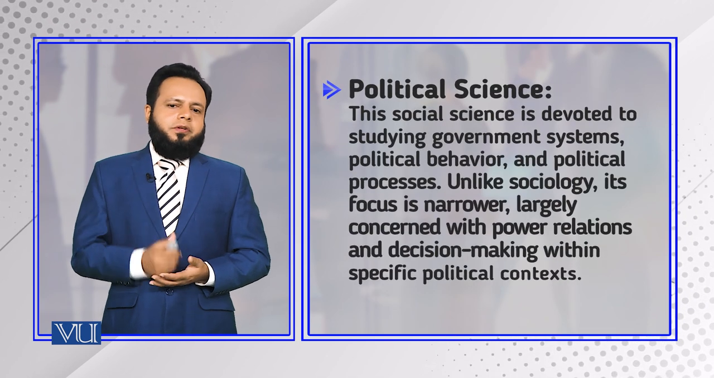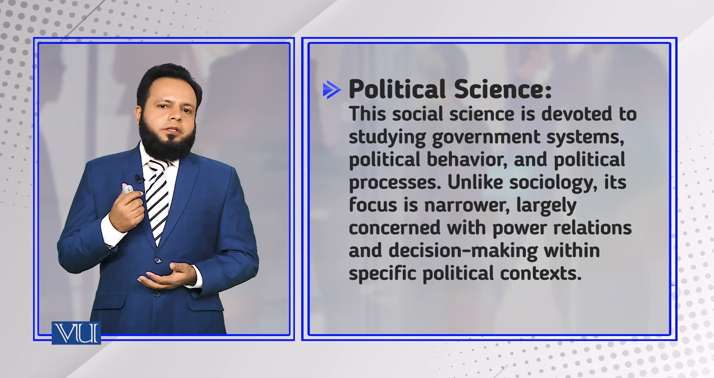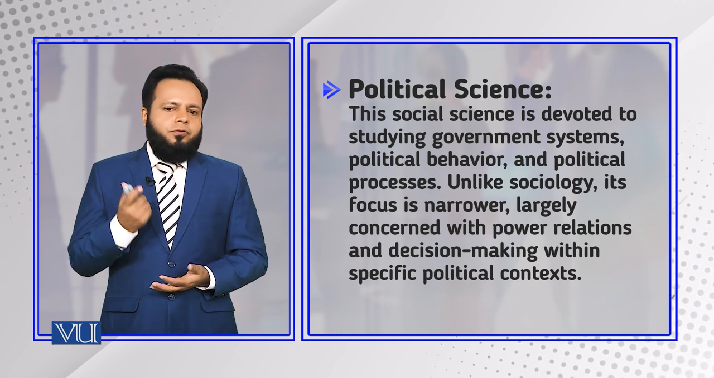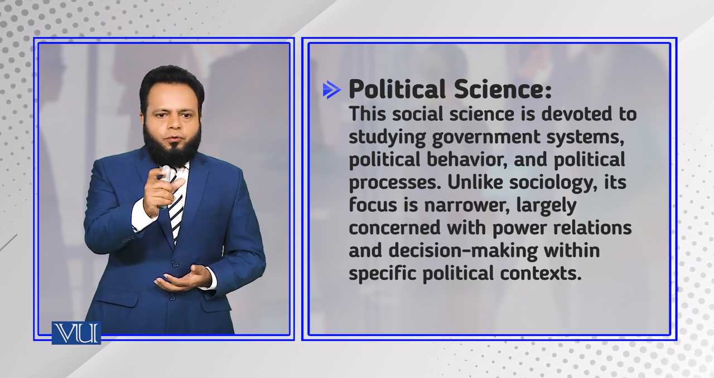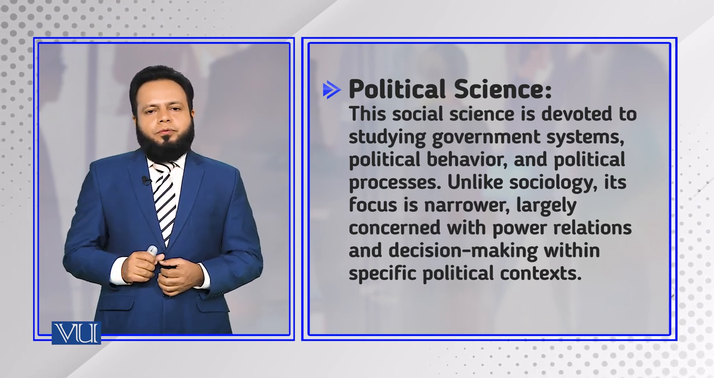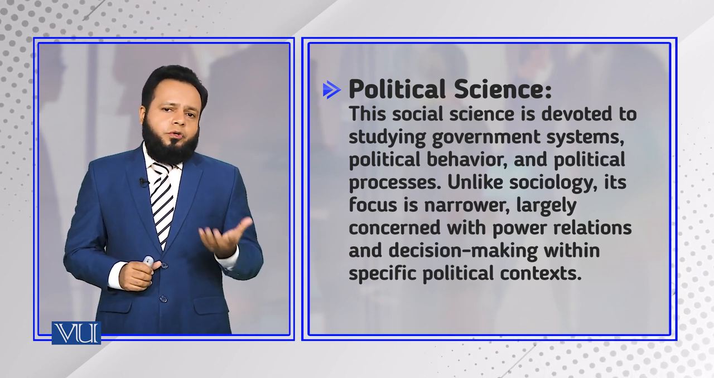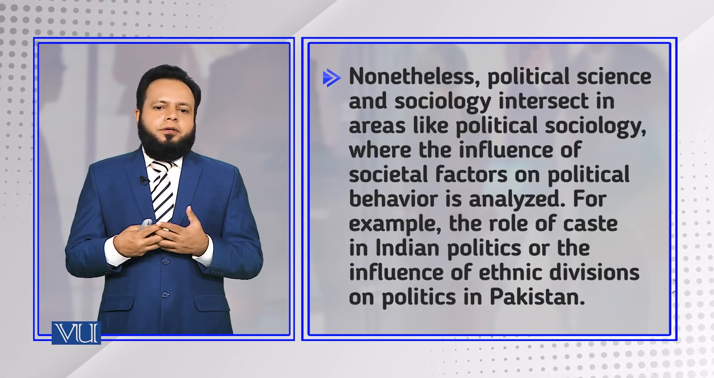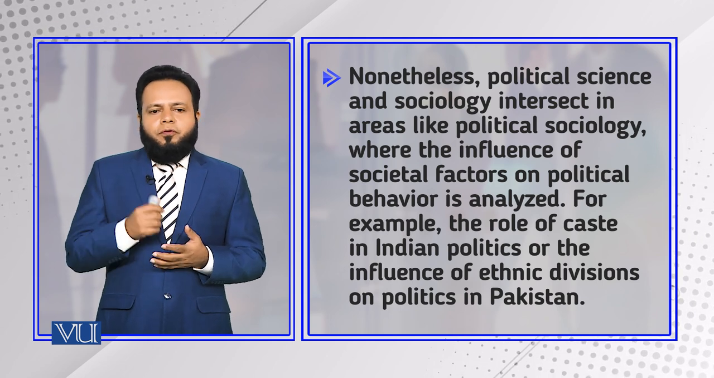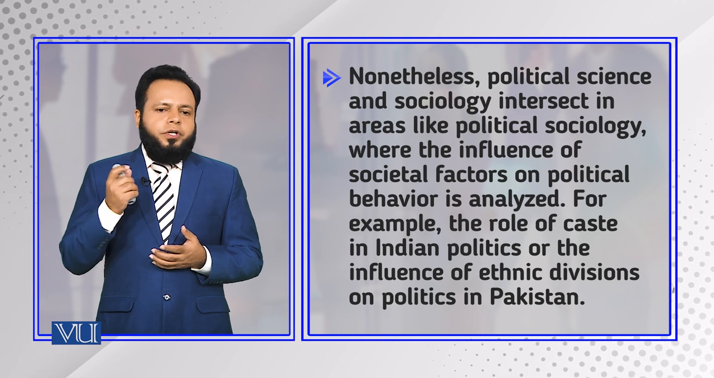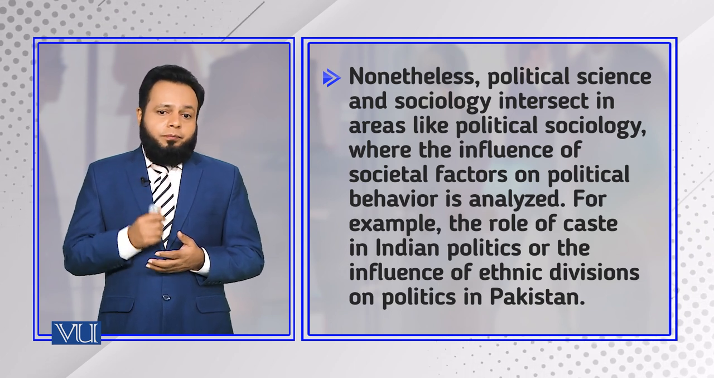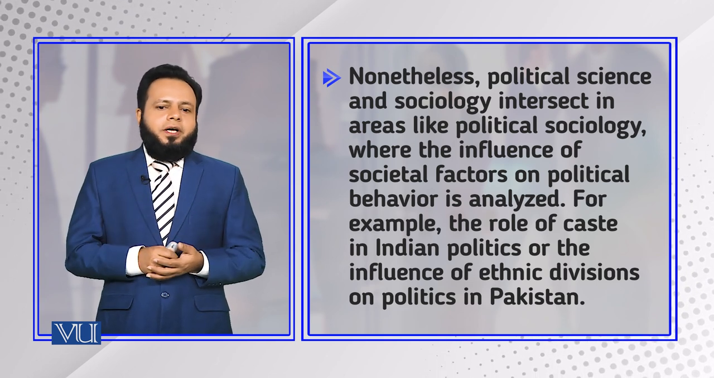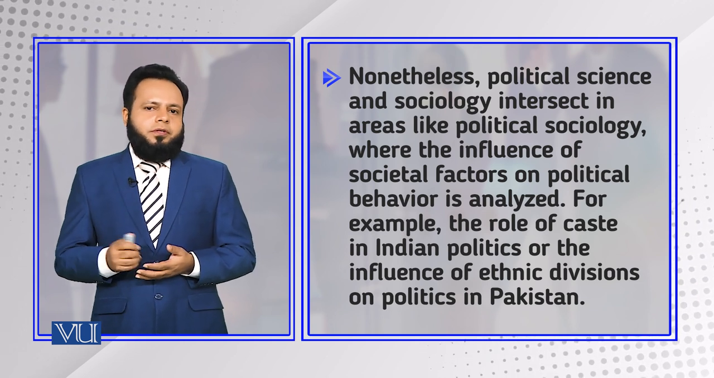If we talk about political science, this is devoted to studying government systems, political behavior, and political processes. Unlike sociology, its focus is narrower, largely concerned with power relationships and decision making within a specific political context. Nonetheless, political science and sociology intersect in areas like political sociology, where the influence of societal factors on political behavior is analyzed. For example, the role of caste in Indian politics, or the influence of ethnic divisions on the politics of Pakistan.